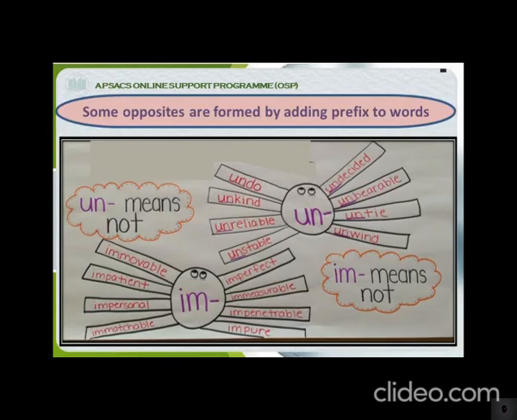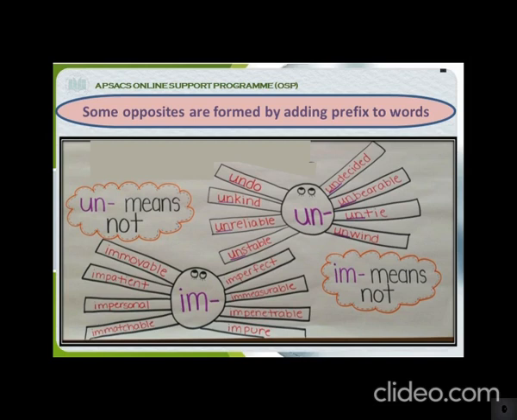Students, there are many prefixes, but today in this lesson we are going to focus on two special prefixes, im and un. Im means not, and same goes for un. Im and un mean not. When they are added before a word, they change the word to its opposite. So, some opposites are formed by adding a prefix to a word.